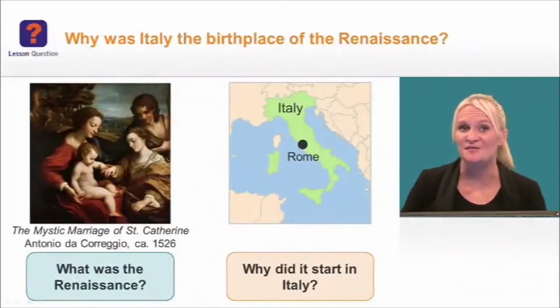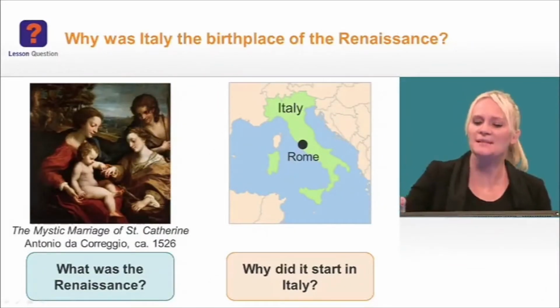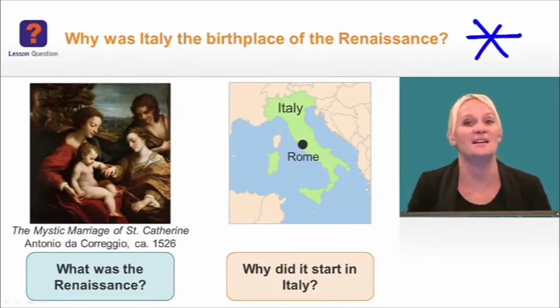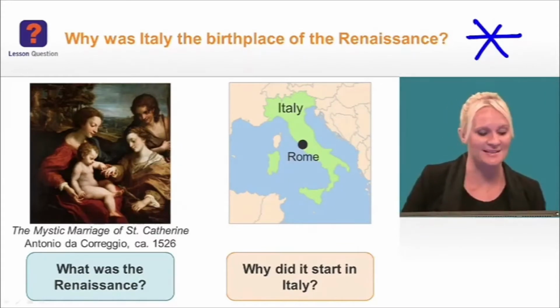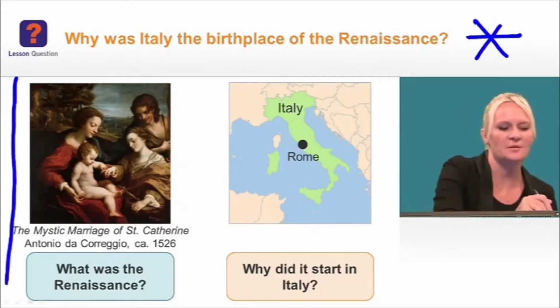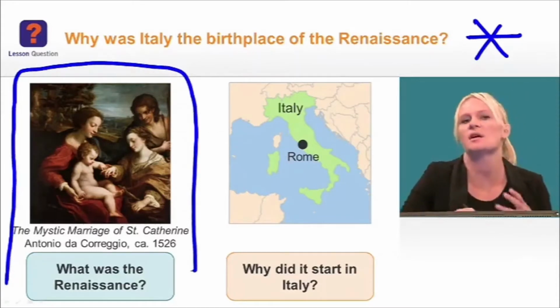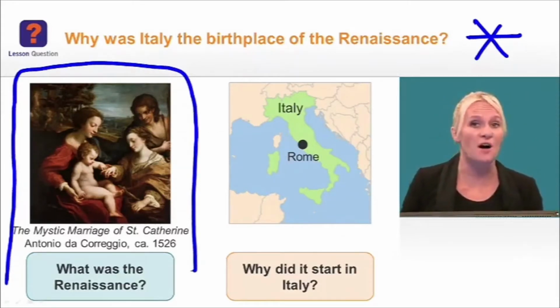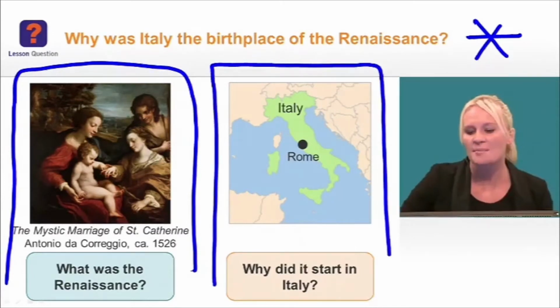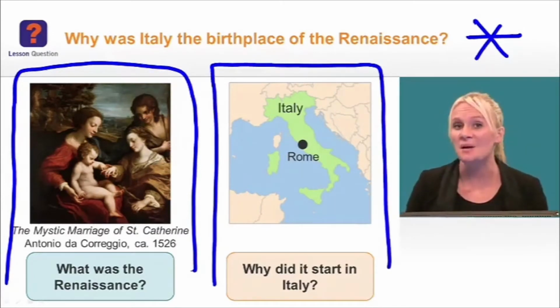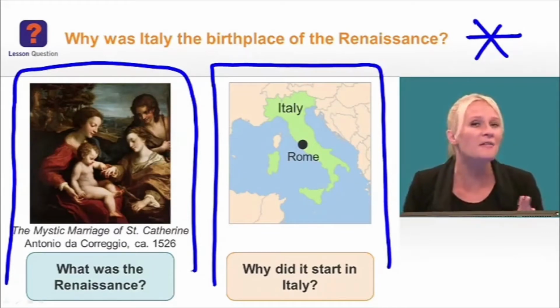Our lesson question for this lesson is, why was Italy the birthplace of the Renaissance? To answer that question, first we're going to take a look at what the Renaissance really was and what it was all about. Then we're going to move on and look at why it started in Italy. But before we get started, let's take a look at a map of Europe during the beginning of the Renaissance, around the year 1400.